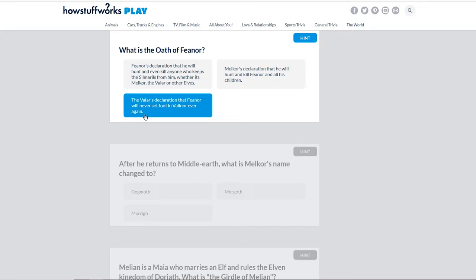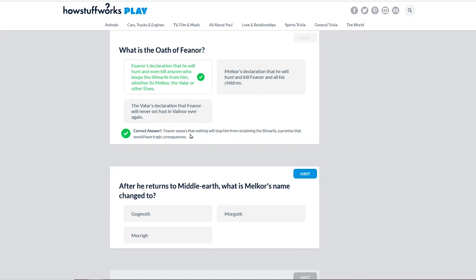And it has to be the first one. Fëanor swears that nothing will stop him from reclaiming the Silmarils, a promise that would have tragic consequences. Exactly.